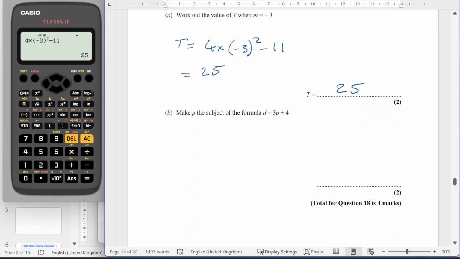And for part B, make P the subject. So I want to move the plus 4 by minusing 4 from both sides. That will give me D minus 4 is equal to 3P. And then divide both sides by 3. Gives me P is going to be equal to D minus 4 all divided by 3.